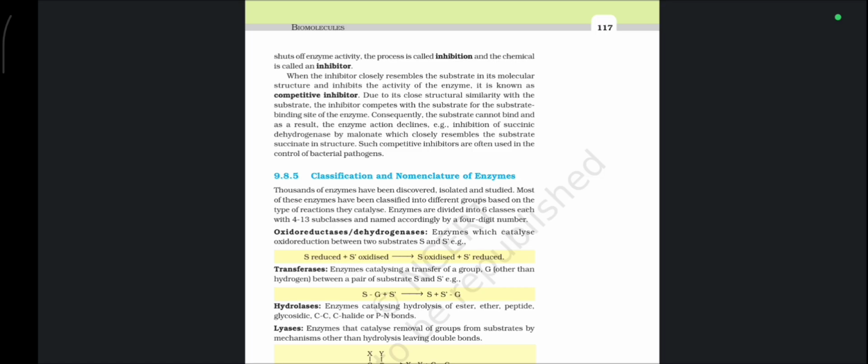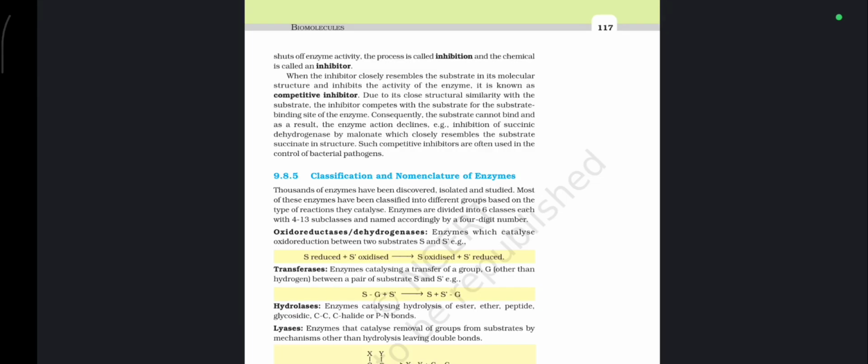Classification and nomenclature of enzymes. Thousands of enzymes have been discovered, isolated, and studied. Most of these enzymes have been classified into different groups based on the types of reaction they catalyze. Enzymes are divided into 6 classes, each with 4 to 13 subclasses, and named accordingly by a 4-digit number.